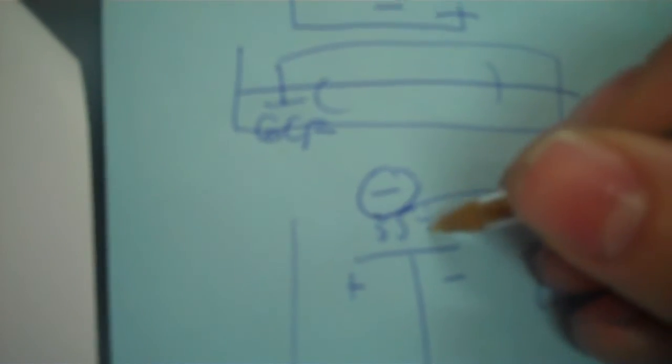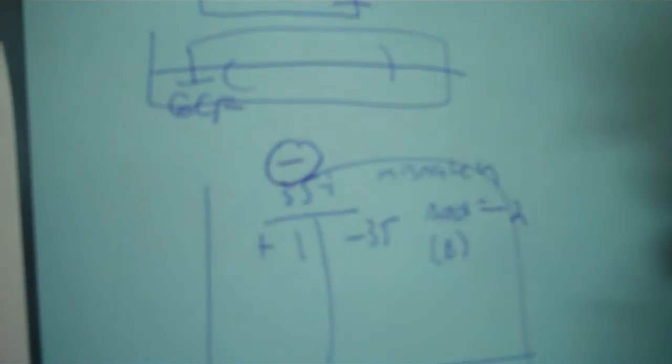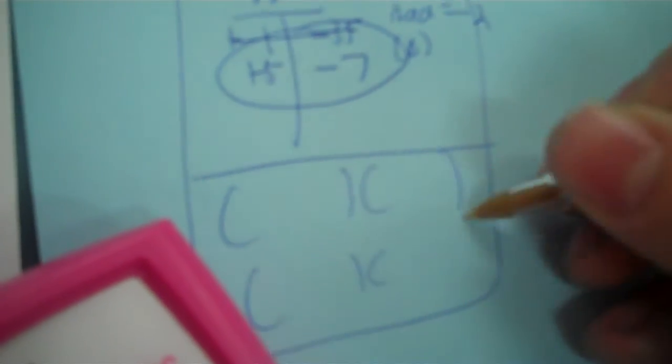Okay. 35 divided by 1 is 35. That clearly does not add to negative 2. 35 divided by 2 is a decimal. 35 divided by 3 is a decimal. 35 divided by 4 is a decimal. Keep going at it. 5 and 7. So 5 plus negative 7 is negative 2. Okay. So I put the plus 5 and the minus 7.